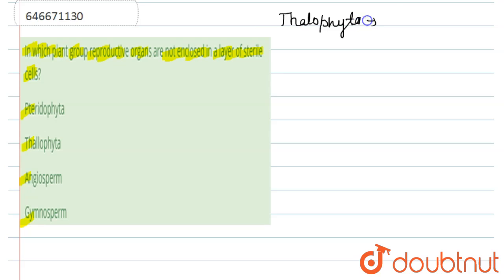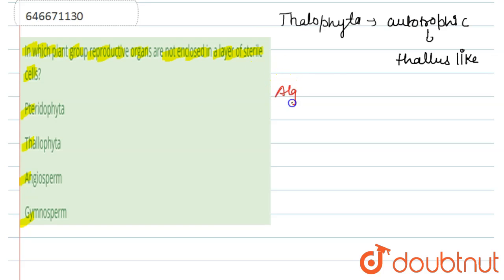So, if we talk about the thallophyta, these are autotrophic. Plant body is thallus-like and devoid of vascular tissues. Both algae and bryophytes have motile sperm.